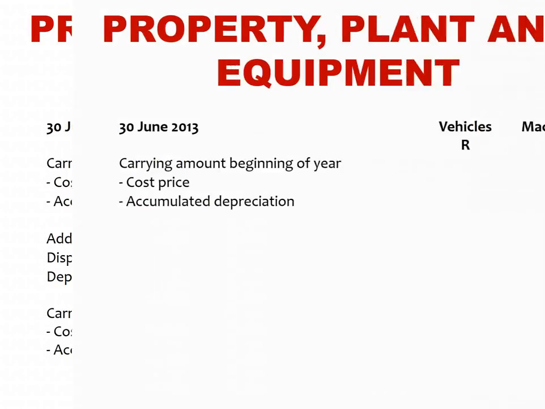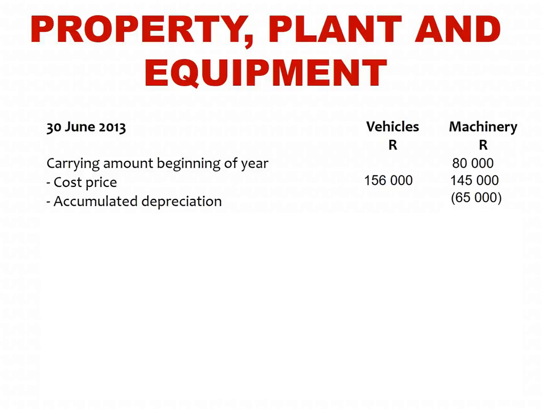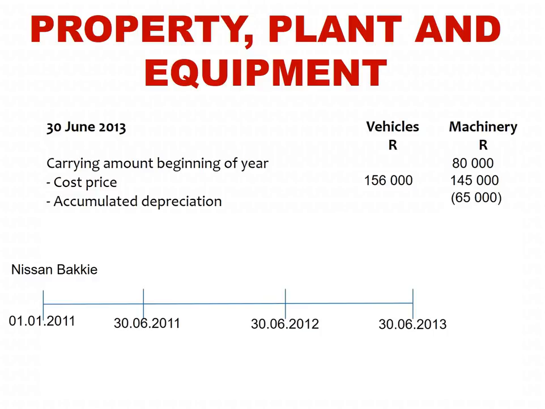We were given the cost price of the vehicles. The Nissan Bucky was 156,000. We are also given the cost price of the machinery, which is the 85 and the 60,000 together makes the 145. And then we're also given the accumulated depreciation for machinery, which is the sum of the 40,000 and the 25,000, which gives us the 65,000. It's quite clear that we still need to calculate the accumulated depreciation for vehicles.